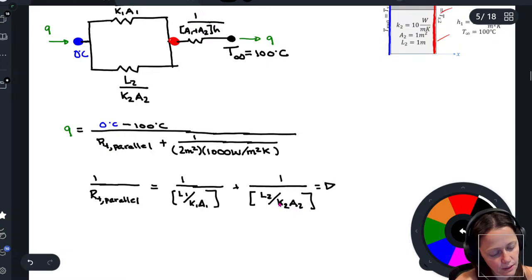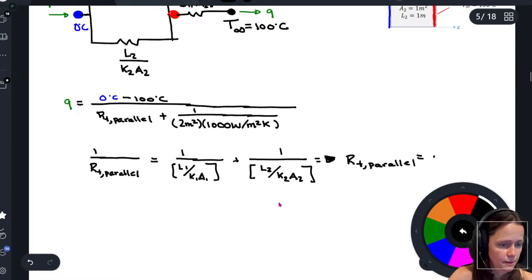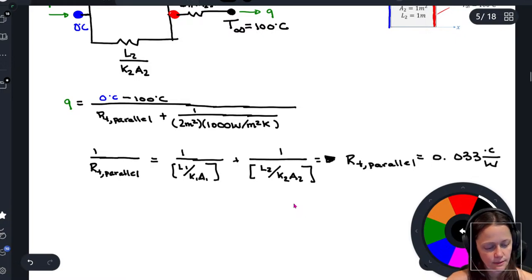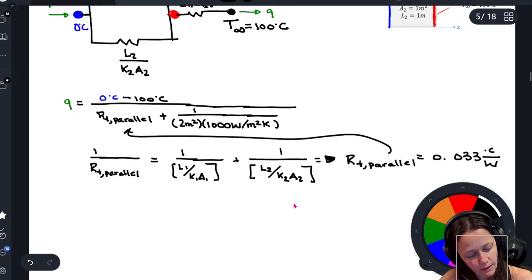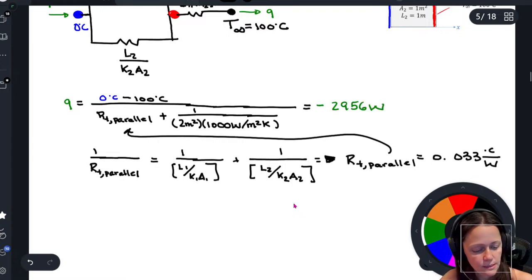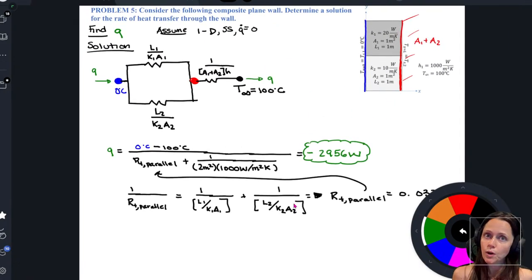The total resistance in parallel ends up being 0.033 repeating degrees Celsius per watt. And so we can plug this guy in here, and I end up getting a value of negative 2956 watts. And so I'll put a happy little cloud around there. Again, we did calculate a negative Q, which is kind of what I expected because, even though my figure had it going in the direction of increasing x, I calculate a negative, so I know that Q really is going the other way.